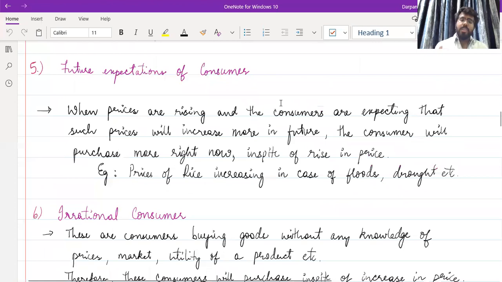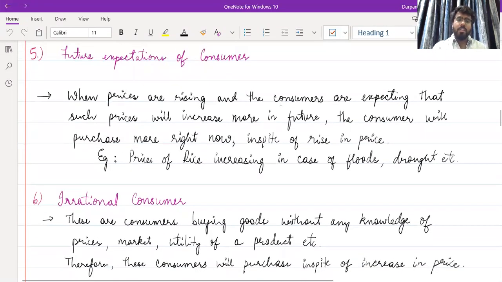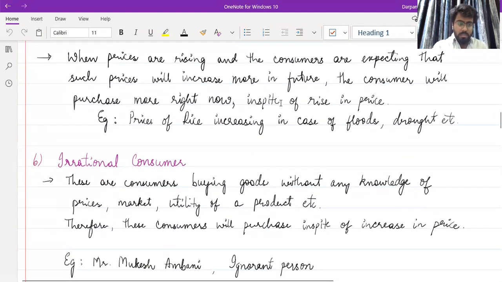So when the prices are rising, obviously some consumers will do what? They expect, oh, the price will rise further. It has risen now, but they expect it will rise more. So what will they do? Will they decrease their consumption? No. They will think, let's buy it today so that we save for the future also. So even if the prices are rising, they're purchasing more and more now, rather than reducing their consumption. So this can also happen. In case of floods and droughts, this is a very normal thing to happen.